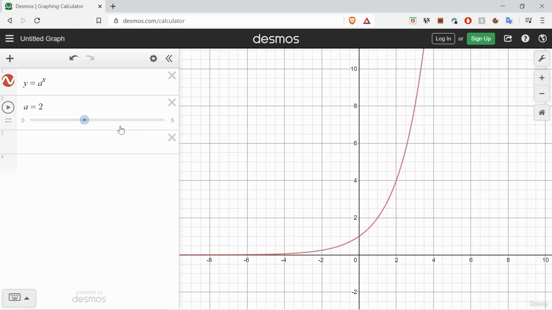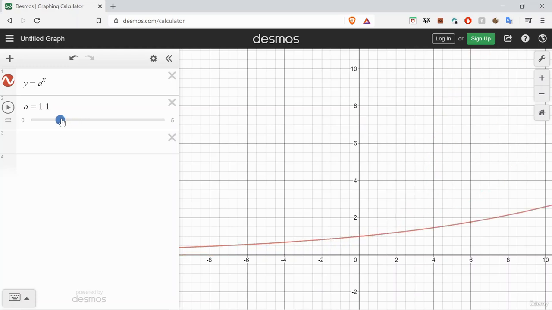Now, what I've done on Desmos is I've keyed in y equals a to the x, and I can change what a is. So we can play around with that and see how the graph changes. You can see that if a is bigger, so if a is 5, it's just a steeper graph than it was when a was 2. And if I make a smaller, it becomes less and less steep. And maybe you could imagine what's going to happen when a gets down to 1.